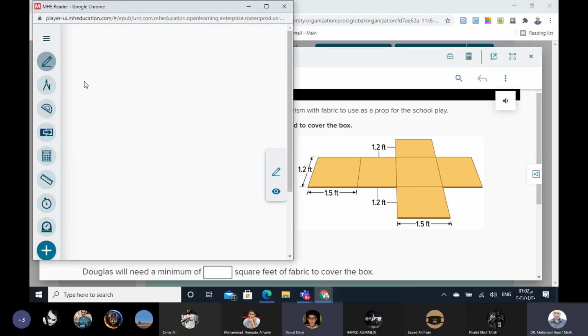Mister, the answer is 10.08. Okay, thank you, Daniel. 10.08 feet square. Who has a different answer? My answer is 10.8 feet square. Thank you, Khalid. Who has a different answer?